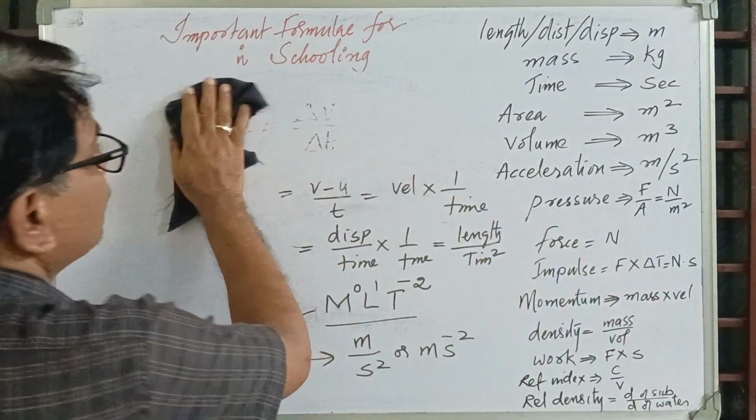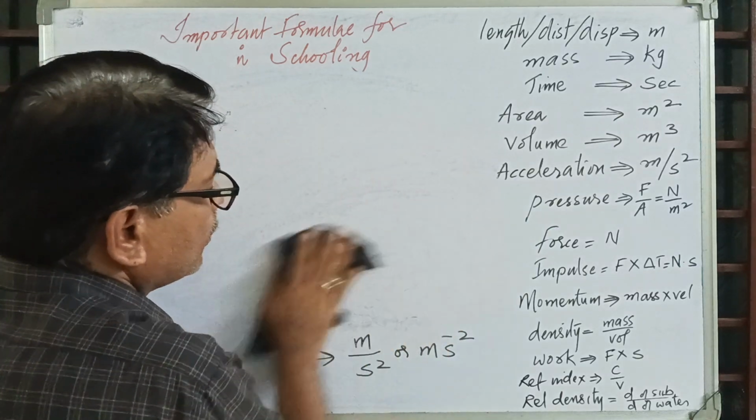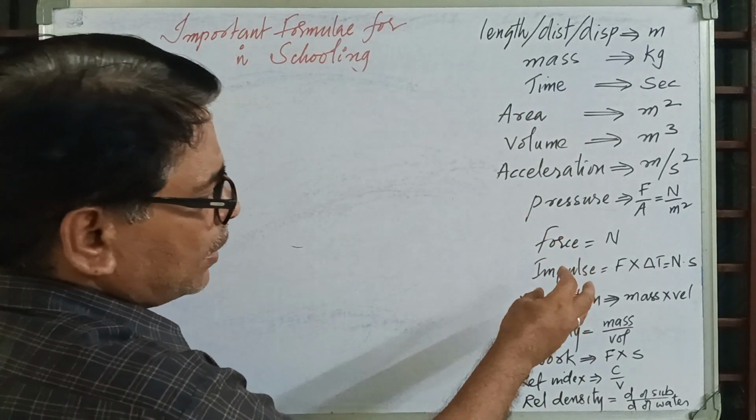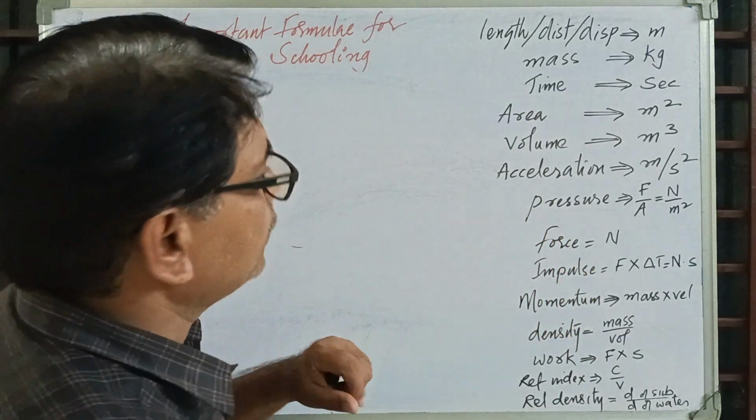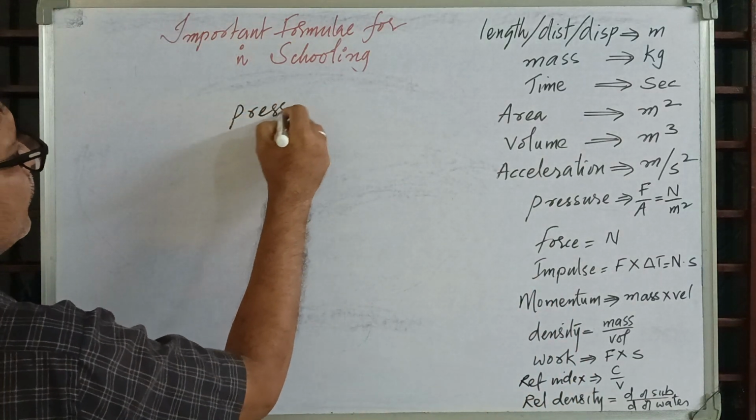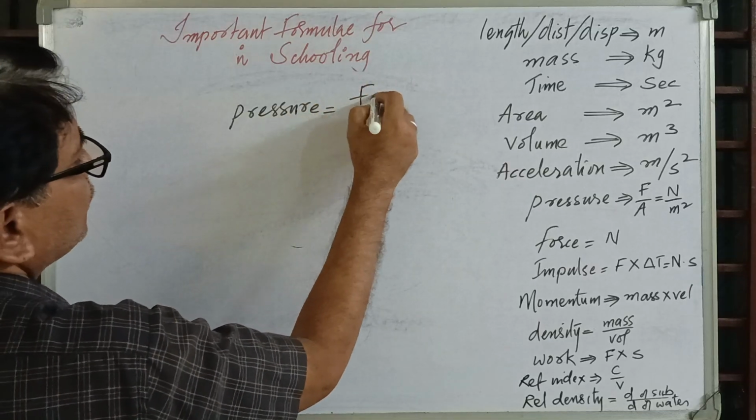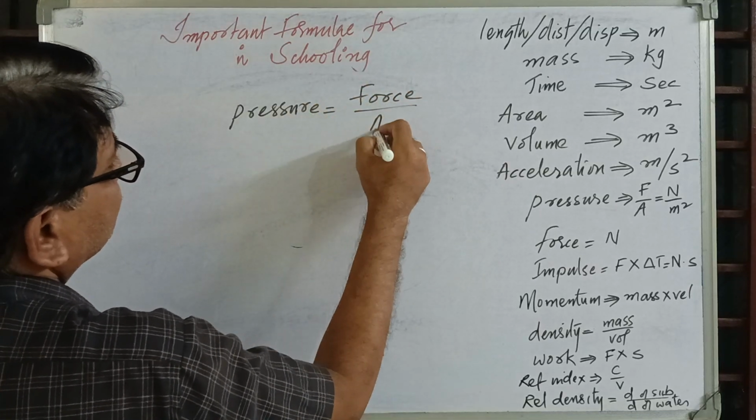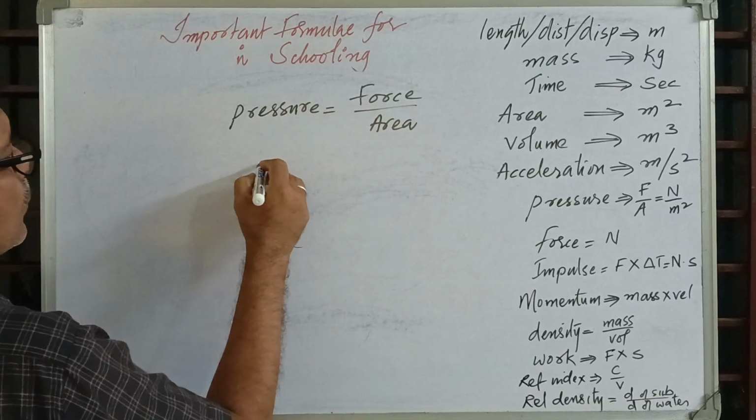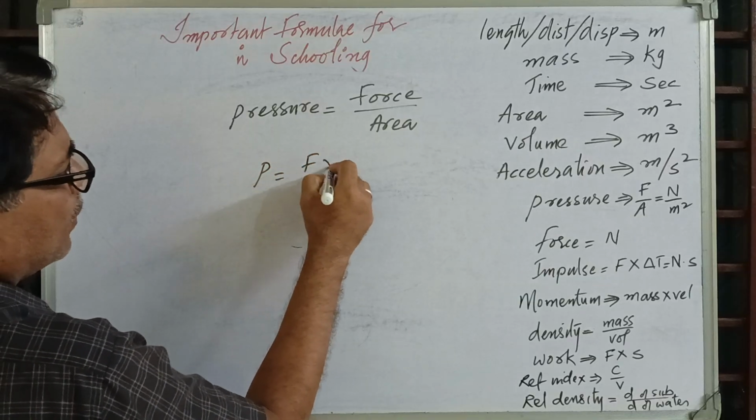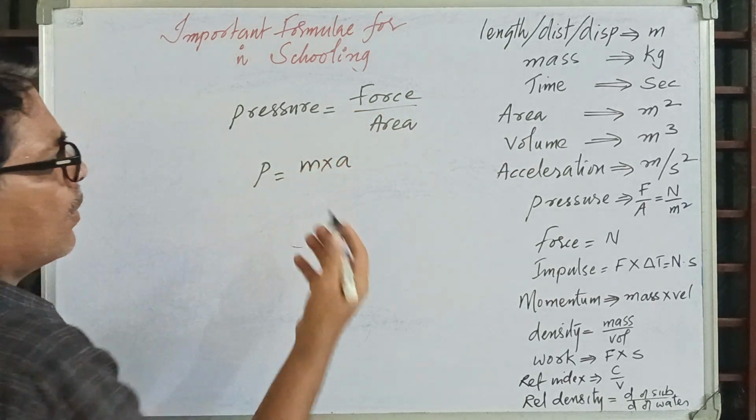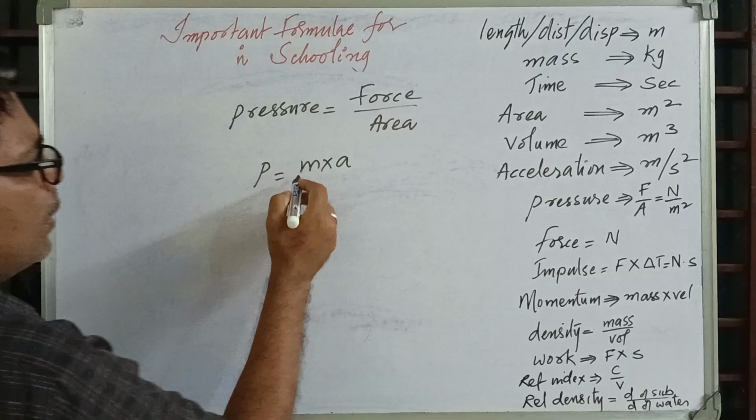Now I will write the dimensional formula for pressure. Most people feel that writing dimensional formulas for physical quantities like pressure is difficult. As such, there is nothing like that. So what is the formula for pressure? Force per unit area. What is force? F is equal to MA. So pressure is mass into acceleration by area.